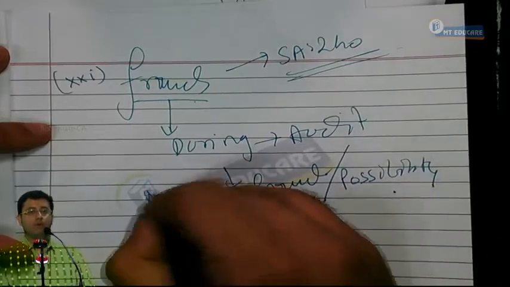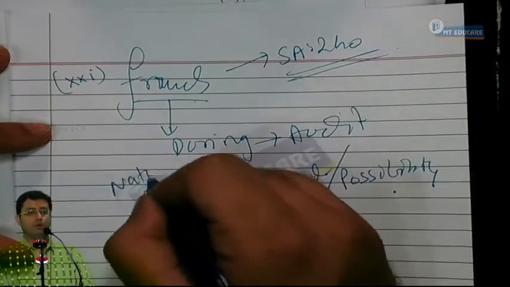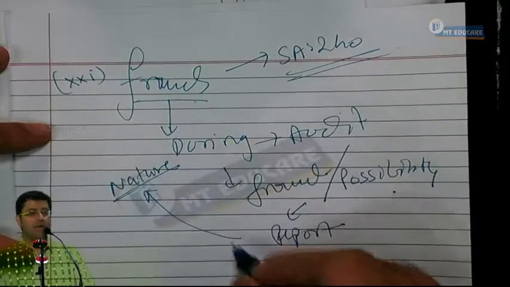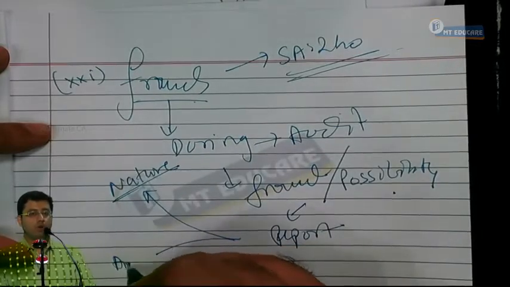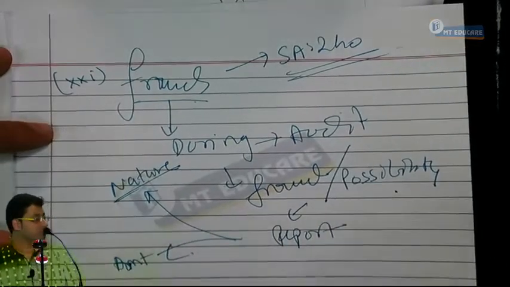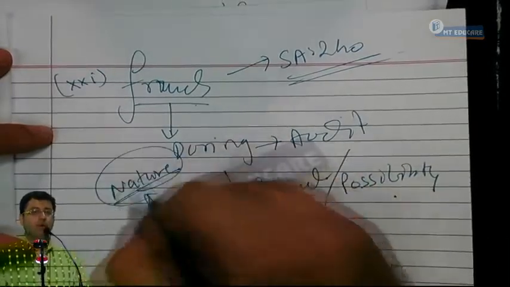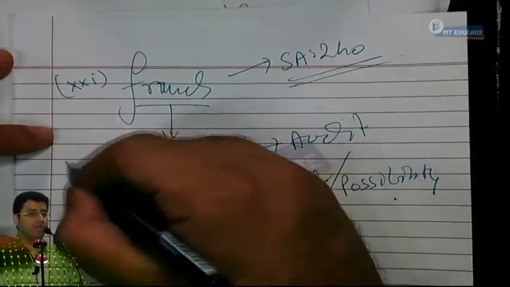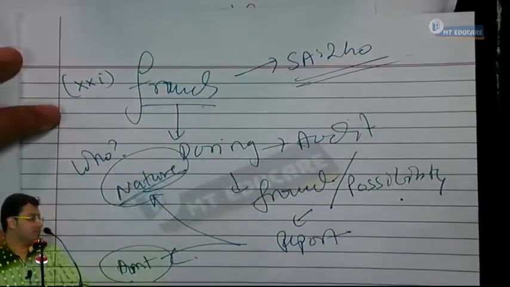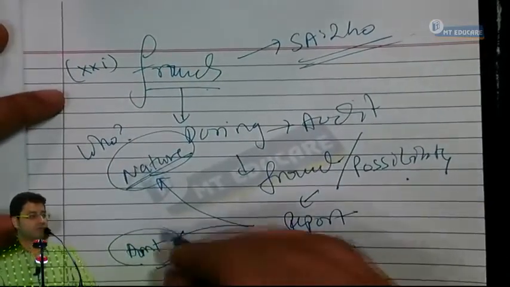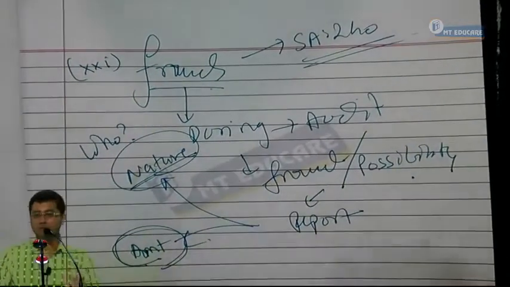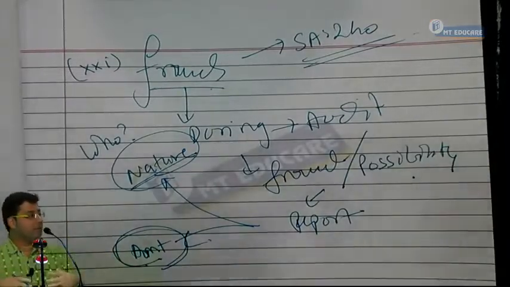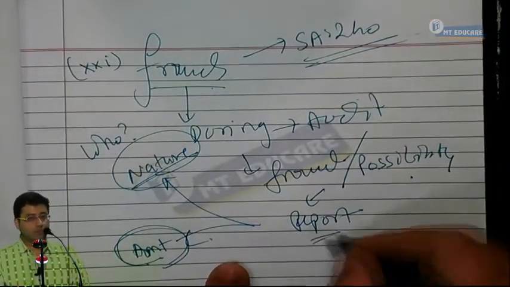He will report who did the fraud. That means he will report the whole nature of the transaction and the amount involved in the fraud. Two things he will report: nature of fraud and amount of fraud. Nature means who did the fraud, who was the culprit, and what type, and how much was the quantity in terms of numbers involved in the fraud, quantifiable in terms of numbers. So you will report this point.